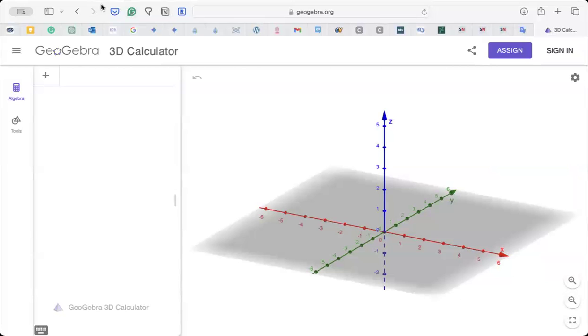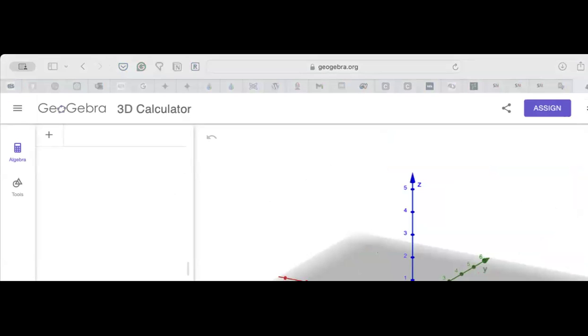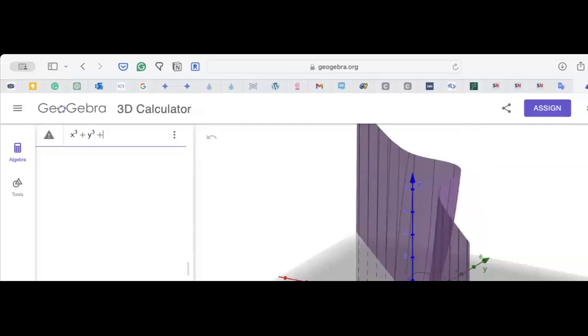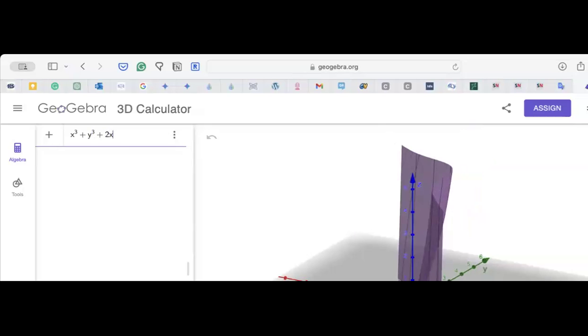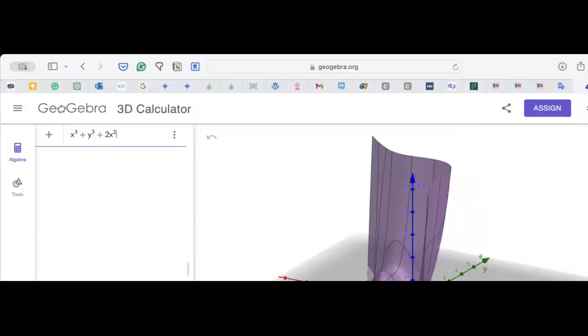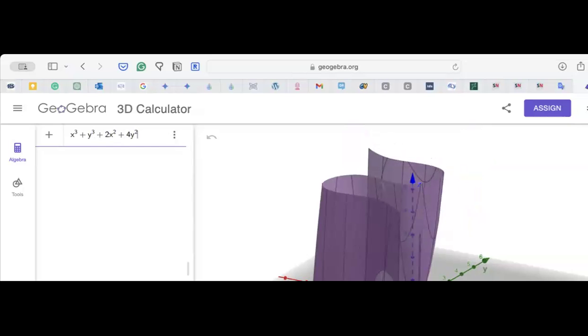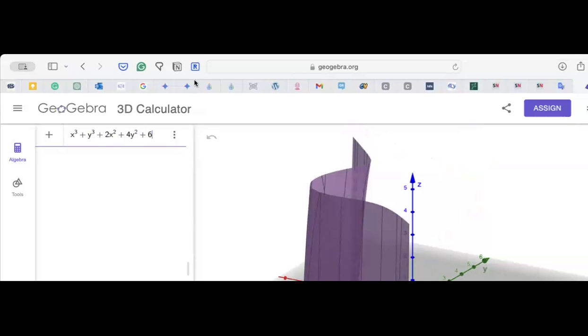Okay, what I want to visualize is, let me go back to it: x to the power of 3 plus y to the power of 3 plus 2x squared plus 4y squared plus 6. Okay, we got this.